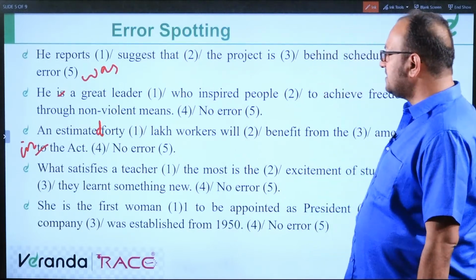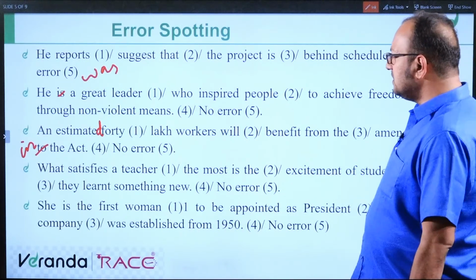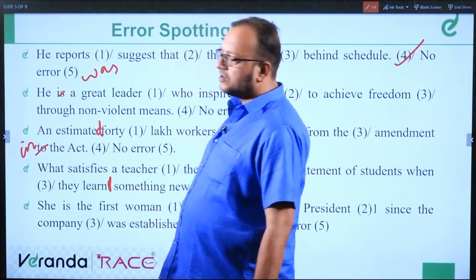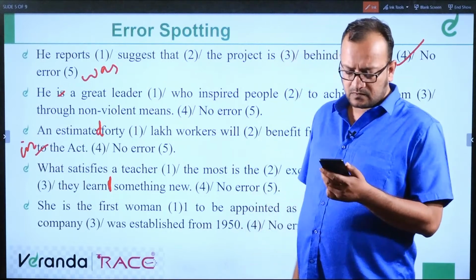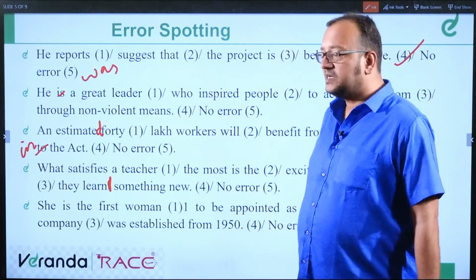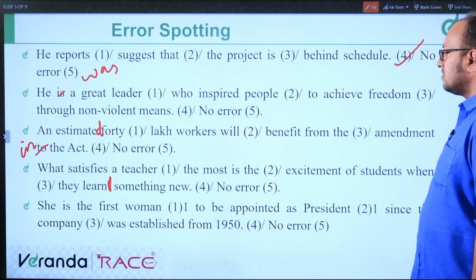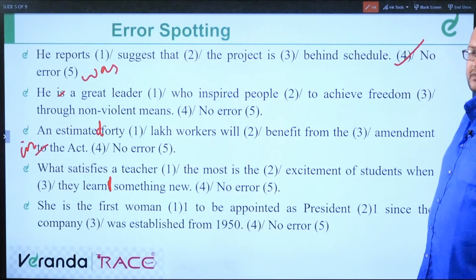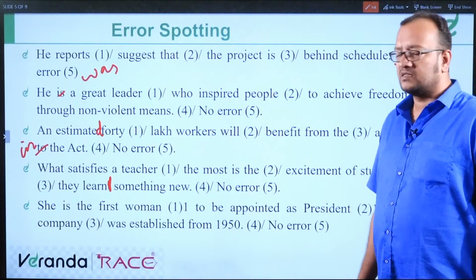Okay. What satisfies a teacher the most is the excitement of students when they learned something new. It should be learn. They learn because it's a general statement, which means generally it happens. So: what satisfies a teacher the most is the excitement of students when they learn something new. Learn means it's a general statement, general action. So it should be learn.